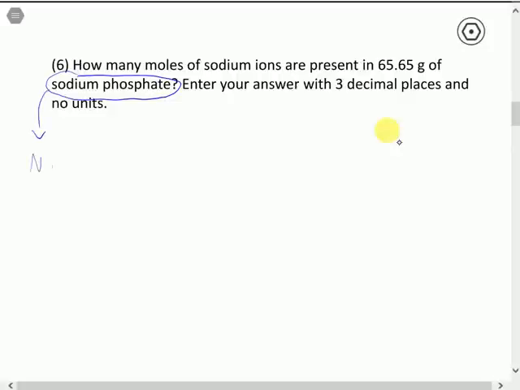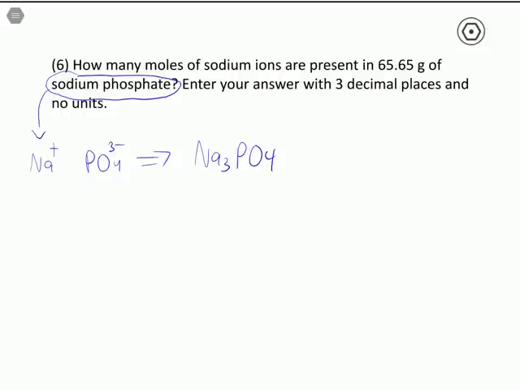So sodium is Na+, it's an ionic compound, and then phosphate is this polyatomic ion, PO4 3-. So if we're going to combine those ions to make an ionic compound, it has to be 3 sodiums to 1 phosphate to balance the charge. Okay, so that's the chemical formula for sodium phosphate, Na3PO4. And then here we're looking for the moles of sodium ions present in 65.65 grams. So if we're going to convert grams into moles as part of this calculation, we also need the molar mass, which we're not given either.